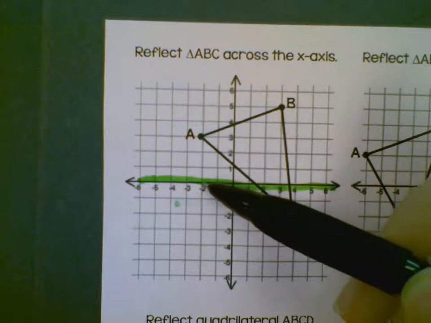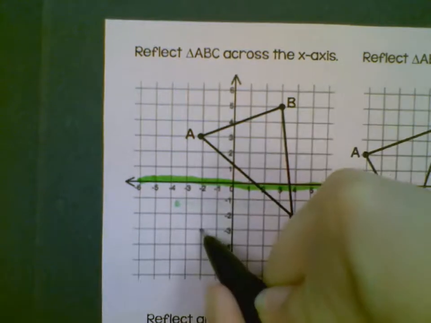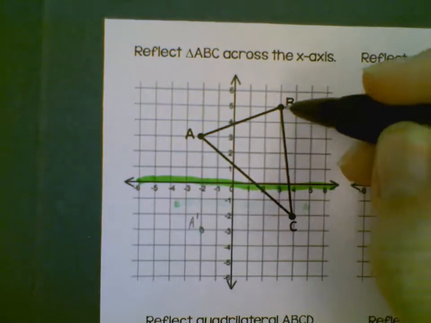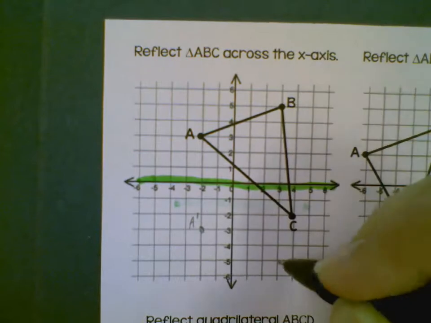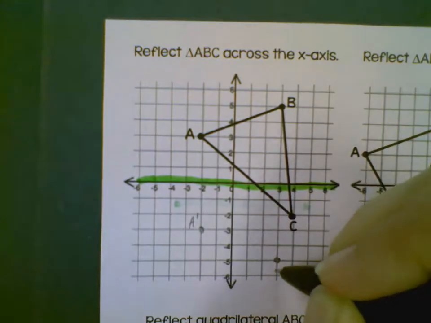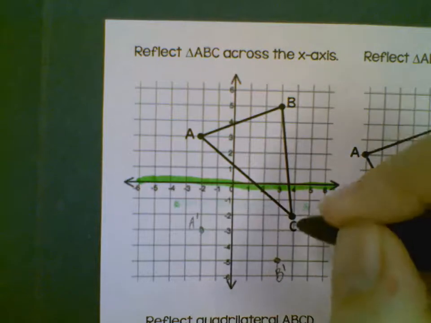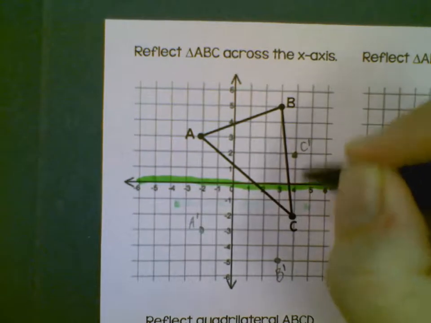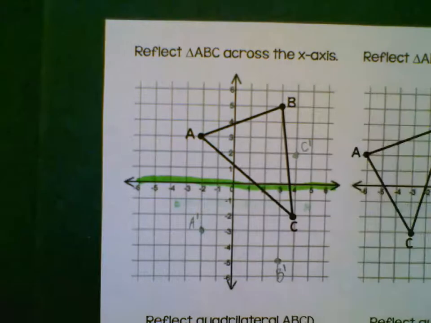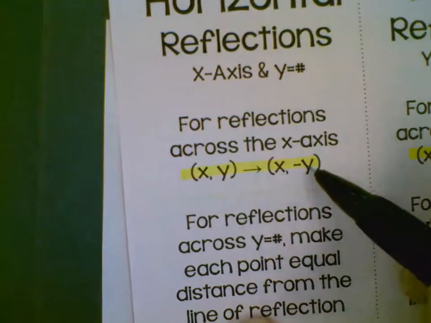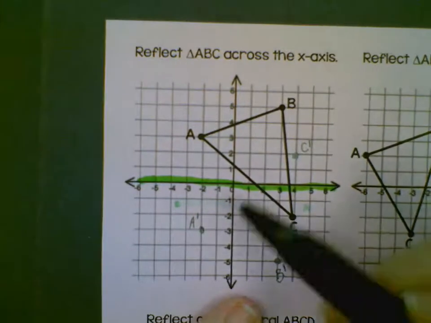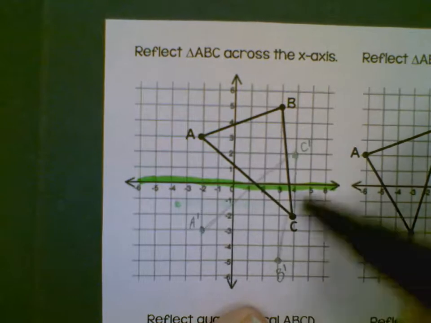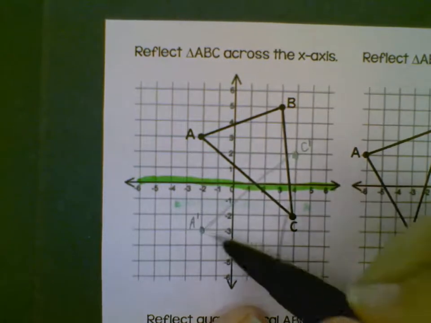So if a is 3 above, then a prime will be 3 below. So this is a prime. So b is 5 above, so b prime will be 5 below. And c is 2 below, so c prime will be 2 above. And notice I'm staying on the same x value. Remember, that doesn't change because our rule was that x stays, y becomes the opposite. So after that, we'll just connect our points, and that is all.